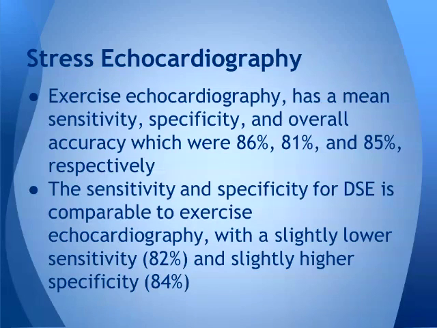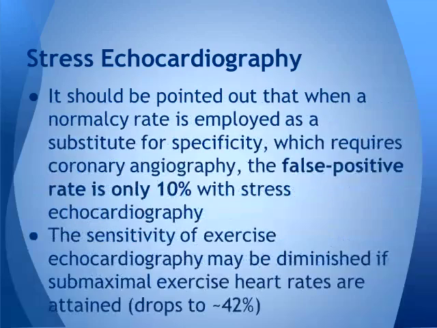Dobutamine stress echo, when compared to exercise echocardiography, has a slightly lower sensitivity of 82% and a slightly higher specificity of 84%. It should be pointed out that when the normalcy rate is applied as a substitute for specificity, which requires coronary angiography, the false positive rate is only 10% with stress echo. So a positive stress echo is highly positive. That's what you need to get out of that. If they have a positive stress echo, it's unlikely to be a false positive test when it's the right patient.